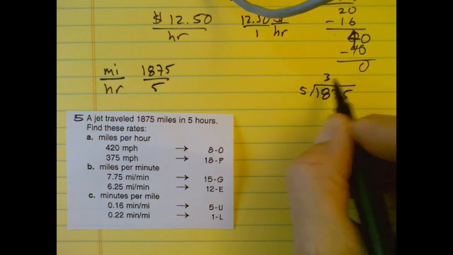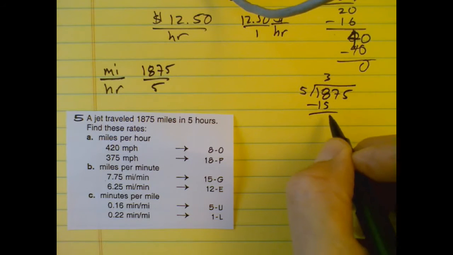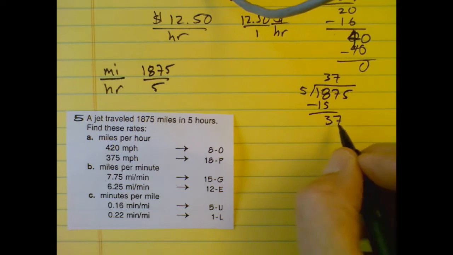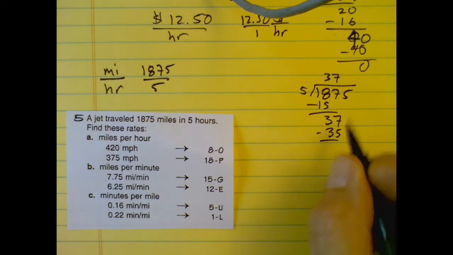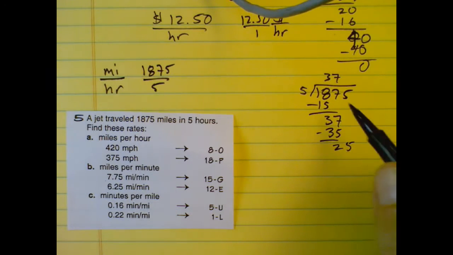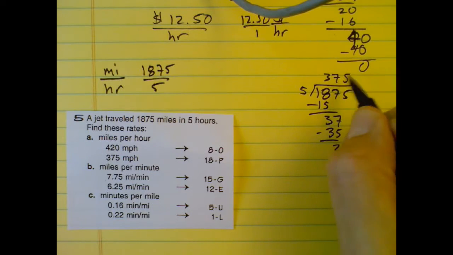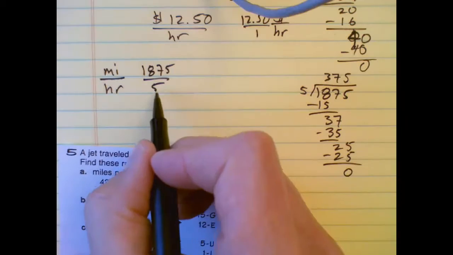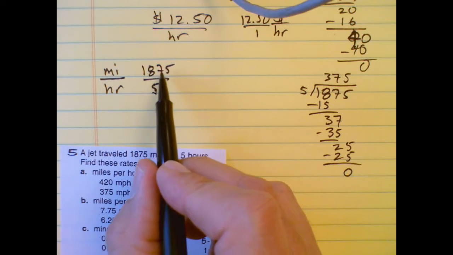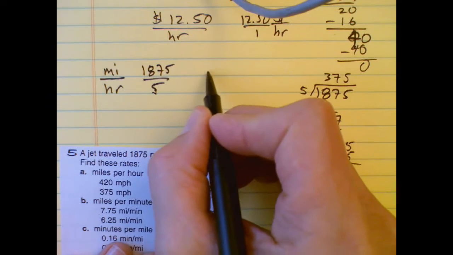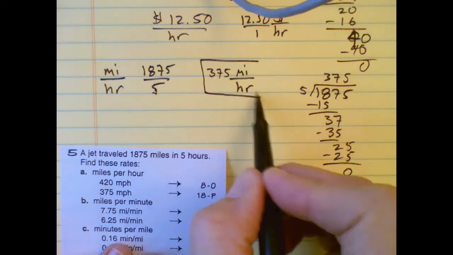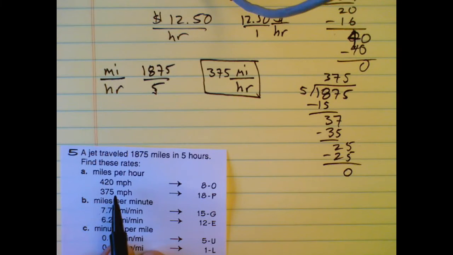I can get 3 5s out of 18. 18 minus 15 is 3. Bring down the 7. I can get 7 5s out of 37. 7 times 5 is 35. Do the subtraction. 37 minus 35 is 2. Bring down the 5. I can get 5 5s out of 25. 5 times 5 is 25, and conveniently, that comes to an end. So what this is telling me is she travels 1,875 miles in 5 hours, which translates to the rate 375 miles in 1 hour. So that is her rate right there. And sure enough, that's what I have here as one of my answers.